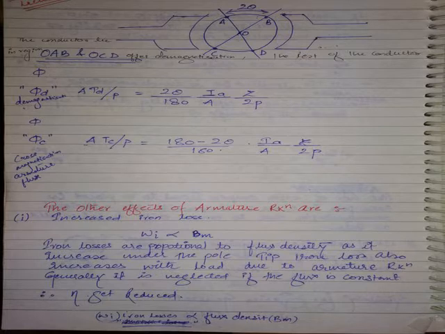Apart from that, if you see the pole shoe especially, the pole shoe has more cross-sectional area when compared to the pole core. So, more cross-sectional area will encourage eddy currents. So, in this, eddy currents are more.